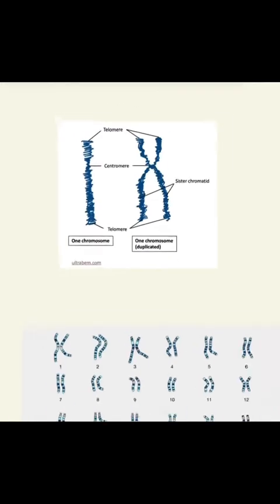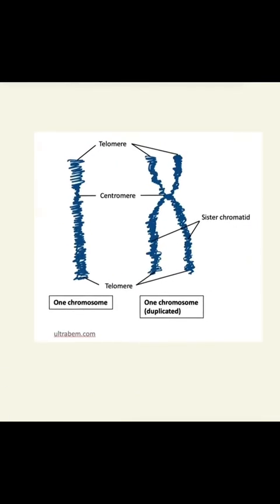Okay, so if we look at this first diagram here, we have one chromosome, and this is also one chromosome. So they're both showing one chromosome, but the only difference is the one on the right has two sister chromatids. Okay, so it's been duplicated. But if the cell is not undergoing mitosis, then it will just exist as a singular form here.